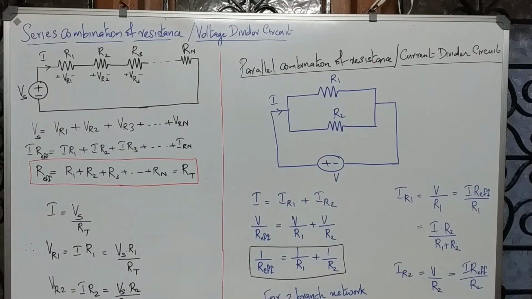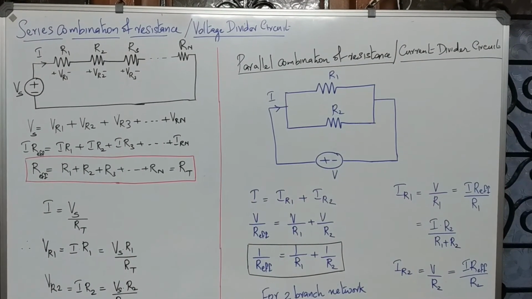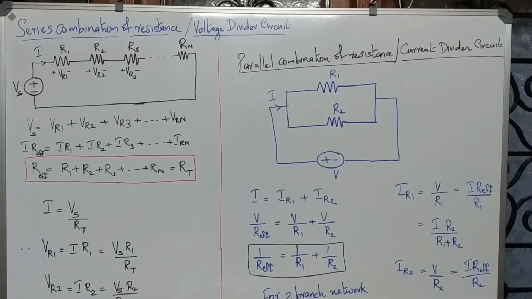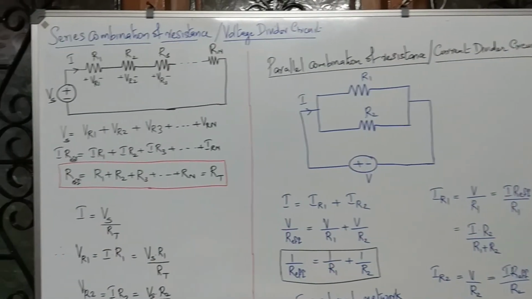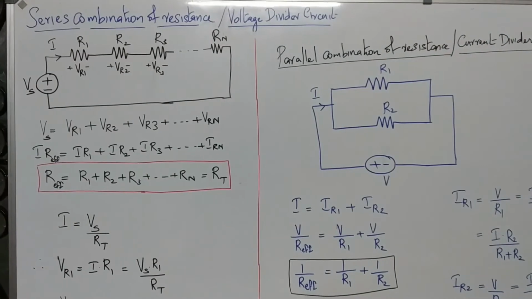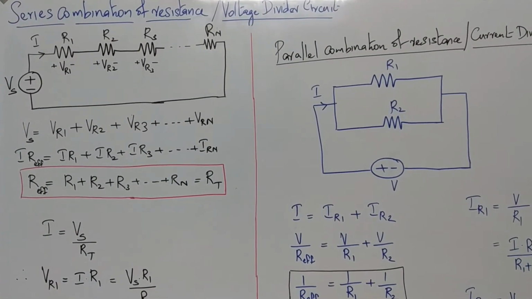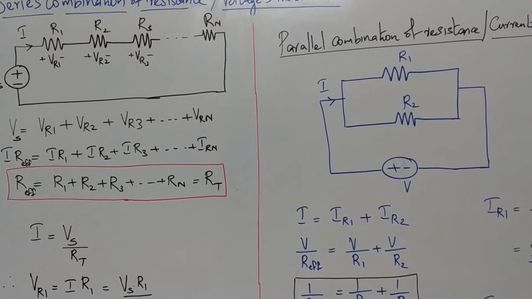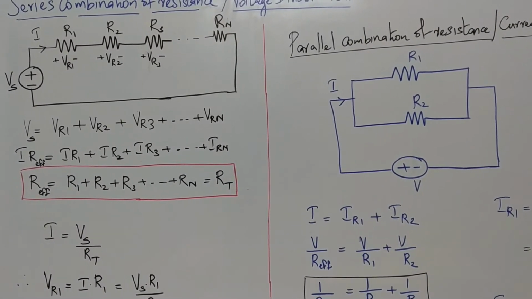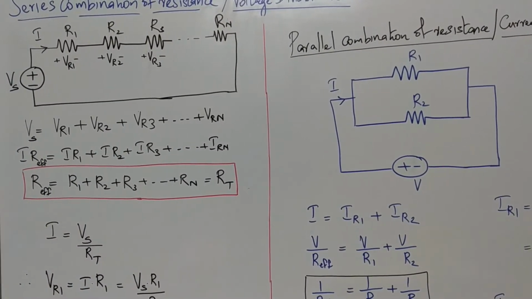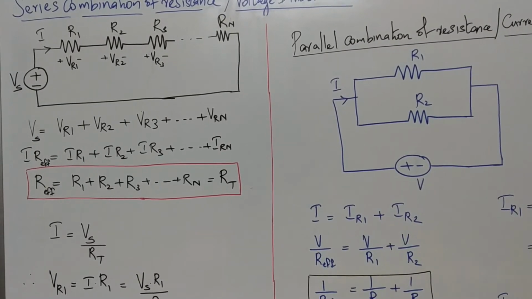Now let's see series combination of resistance. Now consider a circuit where n resistors R1, R2, R3, etc., Rn are connected in series and a voltage Vs is applied across it.